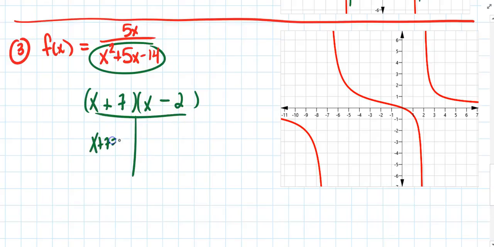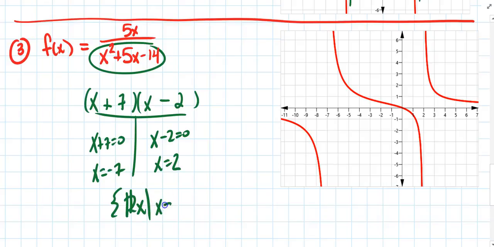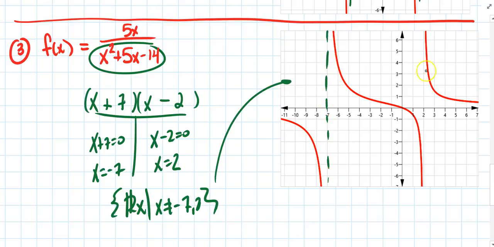So x plus 7 is 0, so x is going to be -7. X minus 2 is 0, so x is going to be 2. And looks like now I can identify the domain as all real numbers x such that x is not equal to -7 or 2. Holy cow, that's exactly where our vertical asymptotes are on this rational function. So I'm going to ask you to summarize what you are seeing in box number 2.